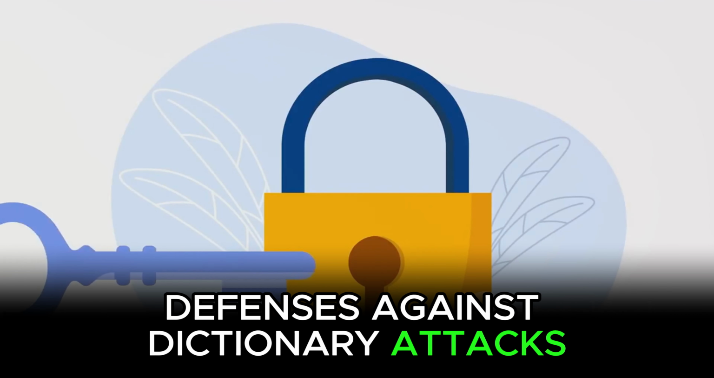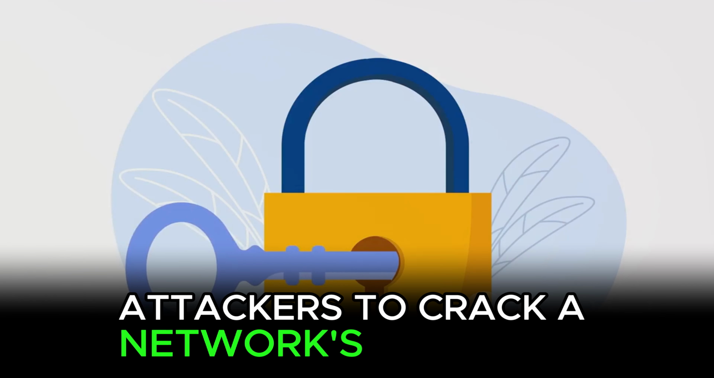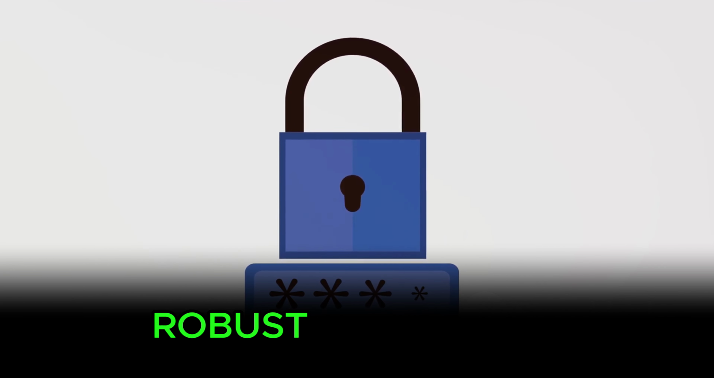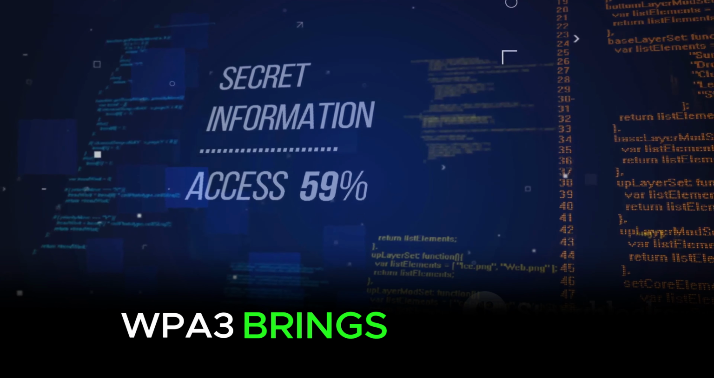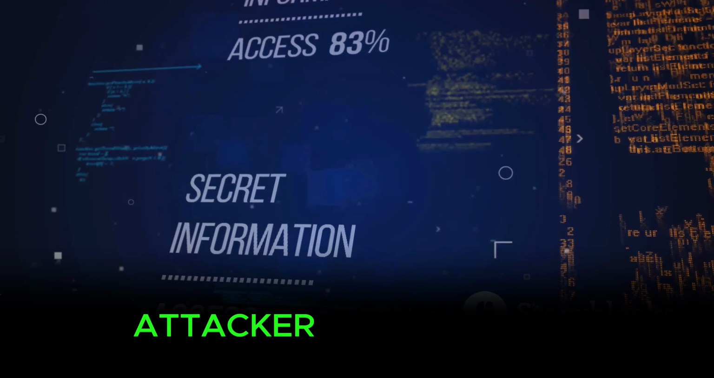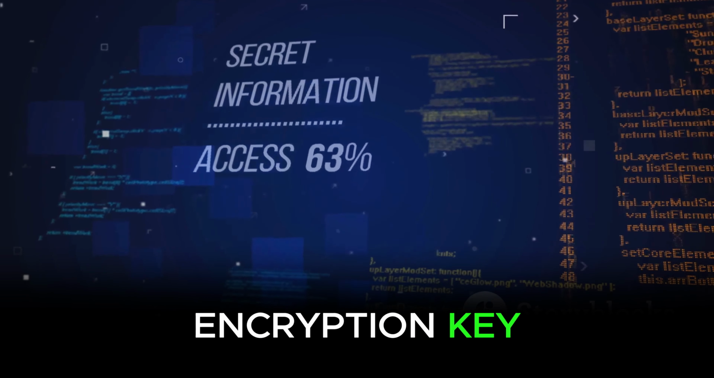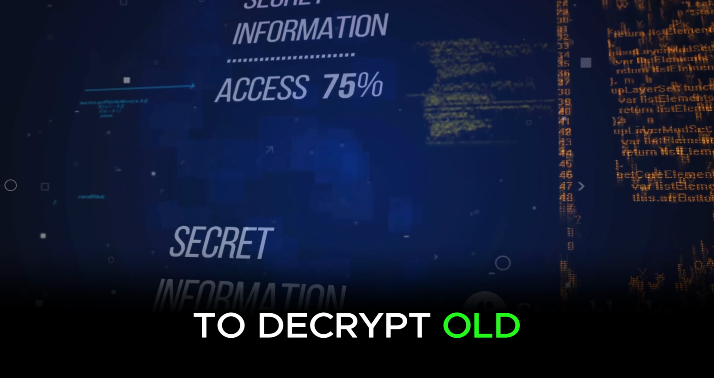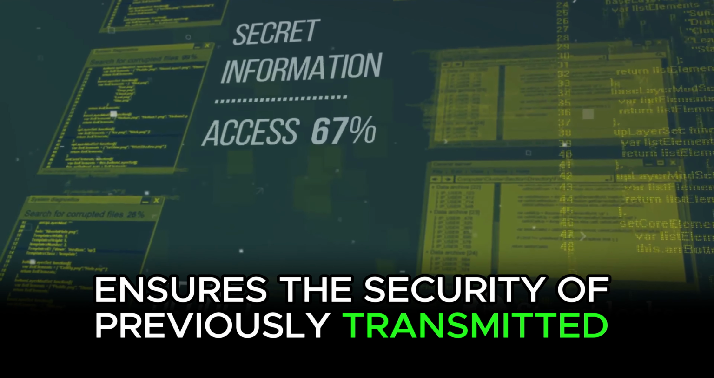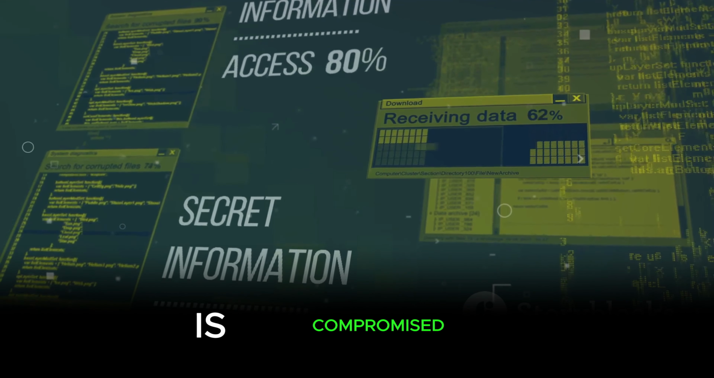Thirdly, WPA3 improves defenses against dictionary attacks, a common method used by attackers to crack a network's password. It introduces Simultaneous Authentication of Equals, SAE, a key establishment protocol that provides robust protection against such attempts. Furthermore, WPA3 brings forward a feature called forward secrecy. This means, even if an attacker manages to decipher the encryption key, they cannot use it to decrypt old data transmissions. This feature ensures the security of previously transmitted data, even if the current security setup is compromised.